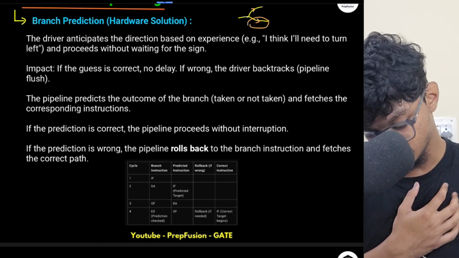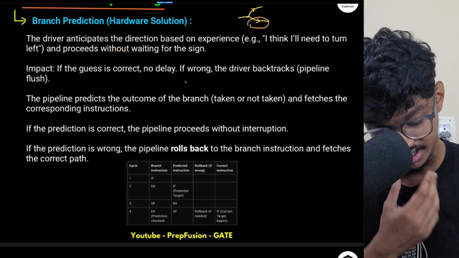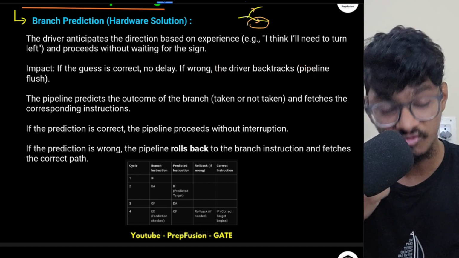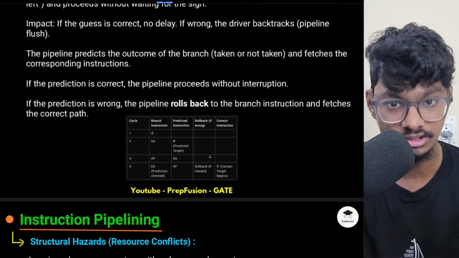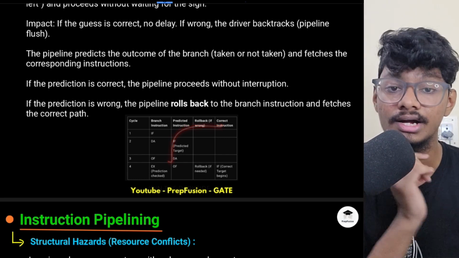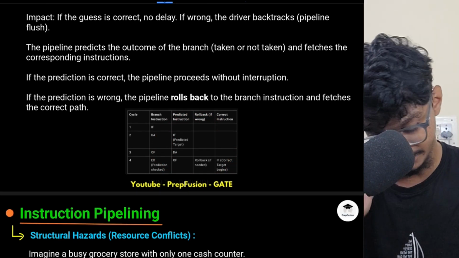Okay, so if the guess is correct, no delay, because I fetch the next instruction instantaneously. If wrong, the driver backtracks or flushes the pipeline. So if our guess was wrong, we have fetched the sequential instructions, but those are of no use because I will go to the target instruction, so I have to flush everything. I have to delete everything, right? That is the main thing.